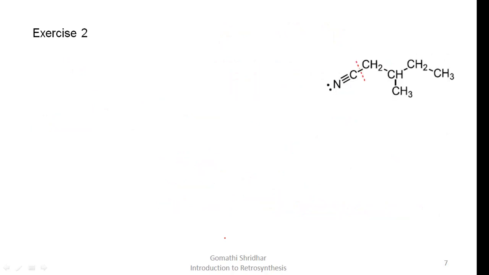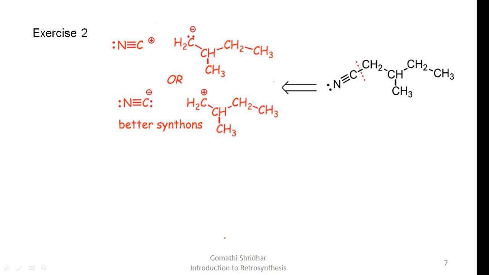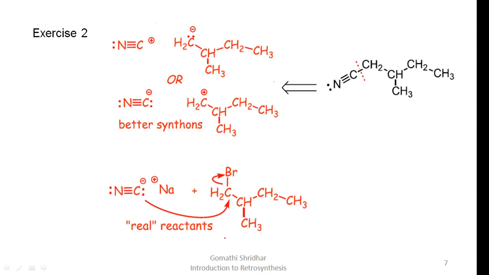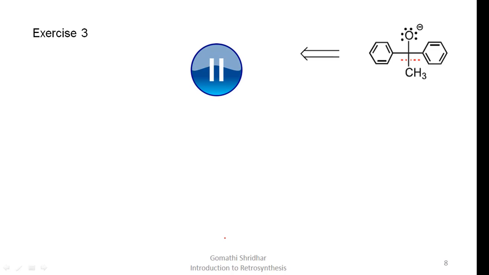This is an example of an alkyl cyanide. As shown, let us do the disconnection at the bond between the carbon and the cyano group. What will be the synthons? The better ones will be such that the negative charge is on the cyanide and the positive charge is on the alkyl group. Thus, the corresponding reagents will be sodium cyanide and the alkyl bromide. Look at now the next molecule, exercise 3. Pause the video, complete the synthetic equivalents and you can go forward.